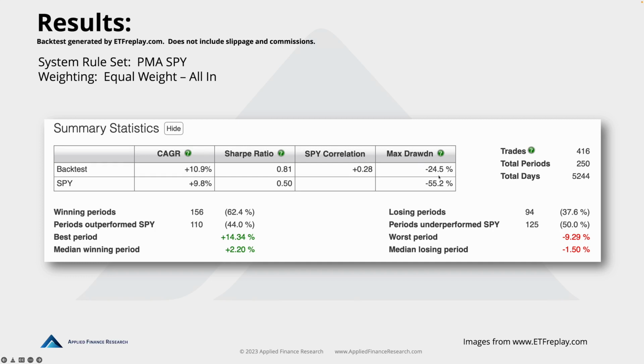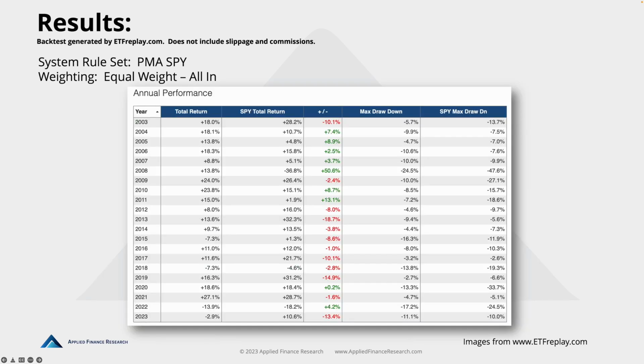Here we see our maximum drawdown numbers. The system had a maximum drawdown of minus 24.5%, while the S&P had a maximum drawdown of minus 55.2%. Here we see that the system had a win rate of 62.4%, best period 14.34%, worst period minus 9.29, and period is our month, so best month, worst month. Median winning period 2.2, median losing period 1.5. And here we have a breakdown of the annual performance.